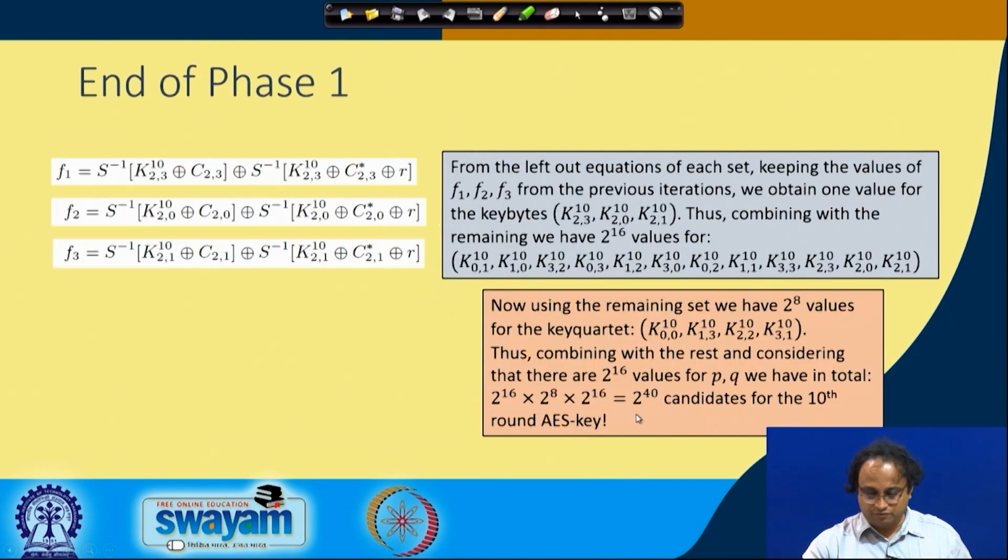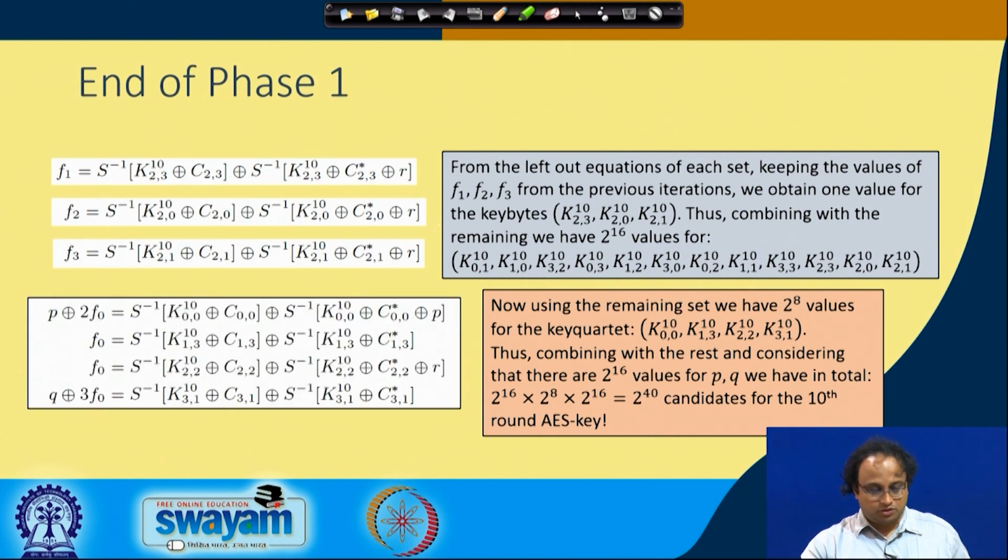So now if you combine, this 2 to the power of 16 values that you have already obtained will combine with this 2 to the power of 8 values. But for P and Q there are also 2 to the power of 16 values. We assume that I know the value of P and Q, but P and Q can also take 2 to the power of 16 values. So if you multiply all of them, you will have 2 to the power of 40 candidates for the 10th round AES key. Definitely it's a reduction, and at the same time it shows that you can reduce the key size quite significantly with only one single fault at the input of the 8th round. So this is the final equation that we observed, and we obtained these 2 to the power of 40 candidates for the 10th round AES key.